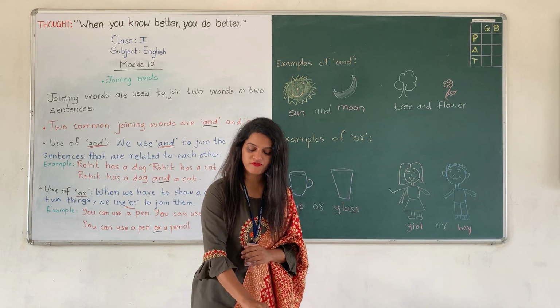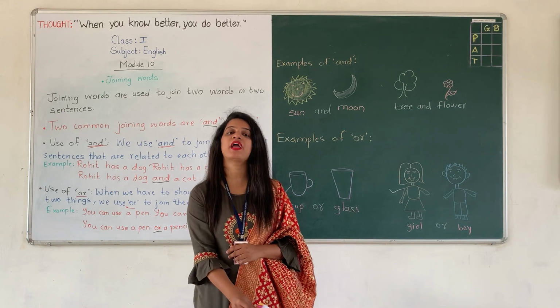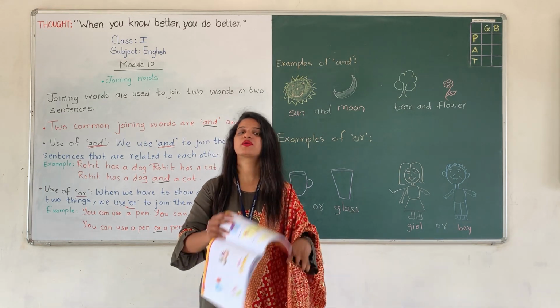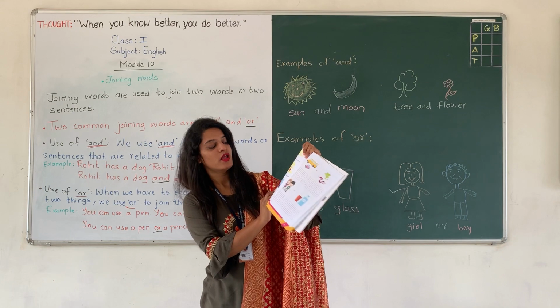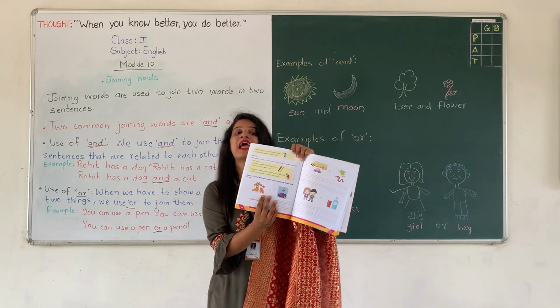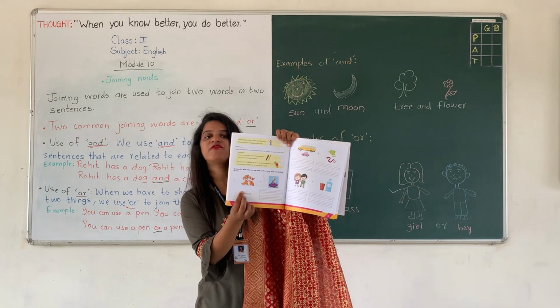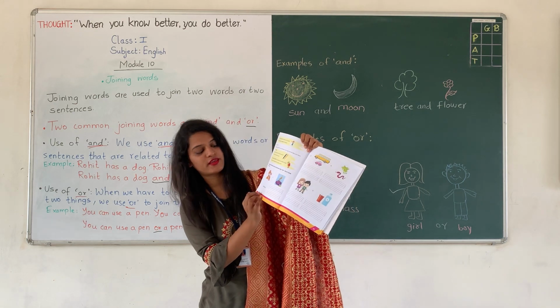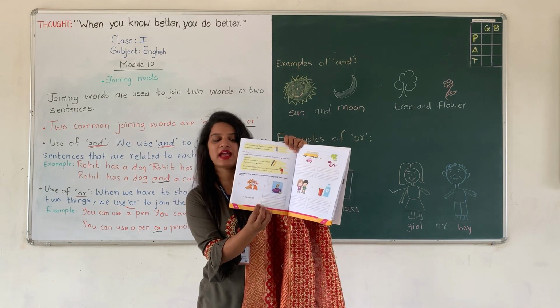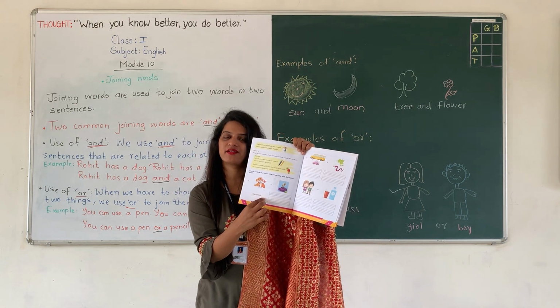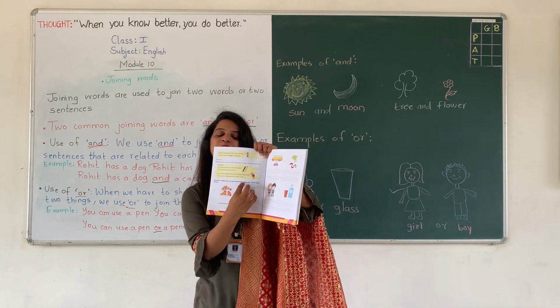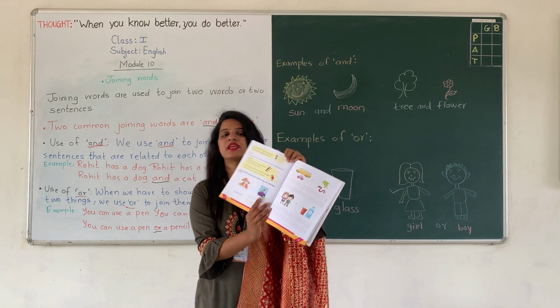So now what you have to do is solve exercises. Now as you can see in exercise 3.1, you have to use and. See, the first one is done for you. A dog and a cat. So here is a picture of a dog and a cat. Now you have to identify the next picture and write using and.